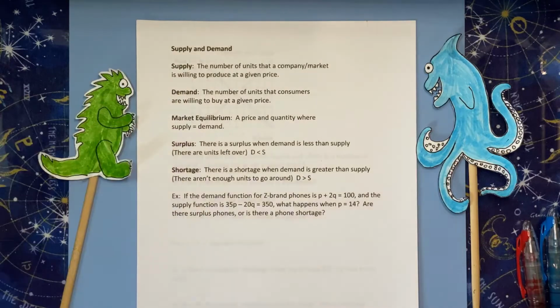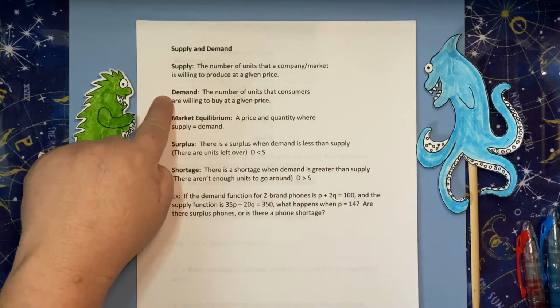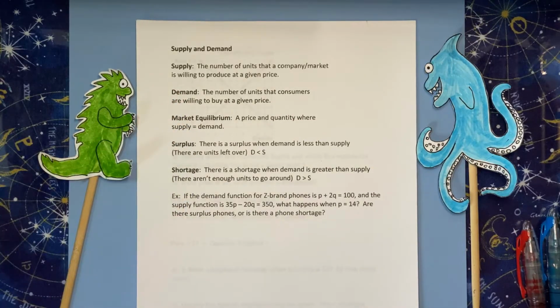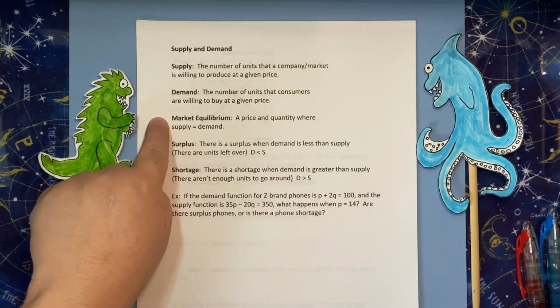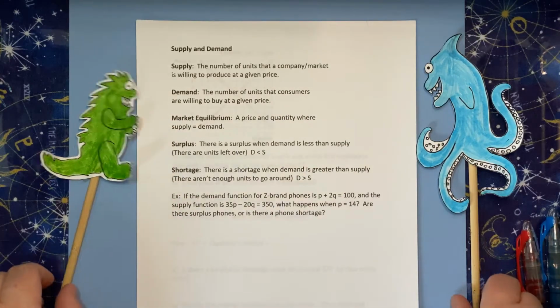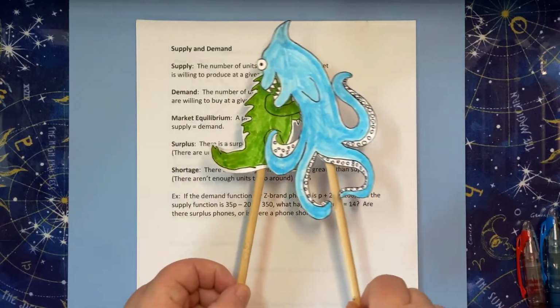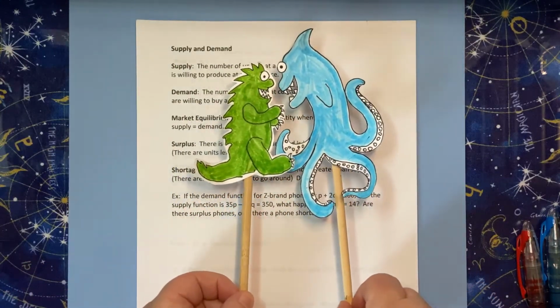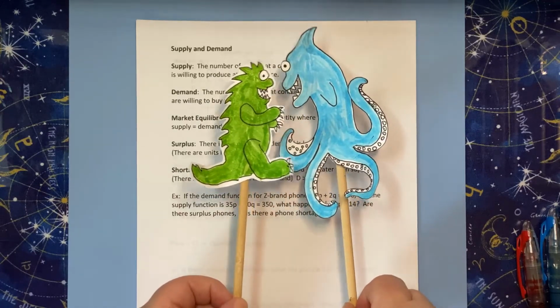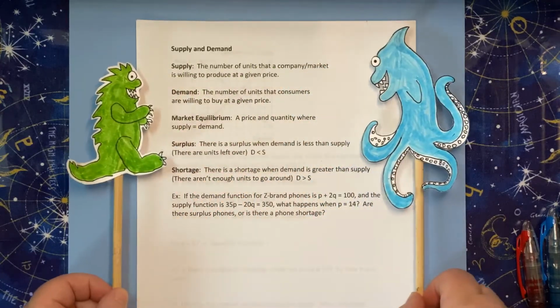Supply: the number of units the company or market is willing to produce at a given price. Demand: the number of units that consumers are willing to buy at a given price. Market equilibrium: a price and quantity where supply equals demand. So in other words, this is when both sides of the economic transaction get along and they're both happy about the situation.